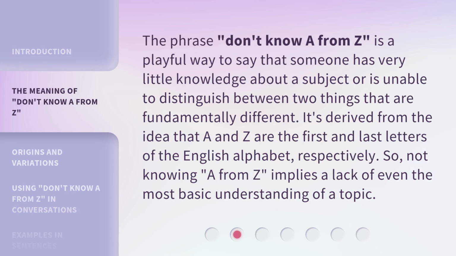The phrase, "don't know A from Z," is a playful way to say that someone has very little knowledge about a subject or is unable to distinguish between two things that are fundamentally different. It's derived from the idea that A and Z are the first and last letters of the English alphabet, respectively. So, not knowing A from Z implies a lack of even the most basic understanding of a topic.